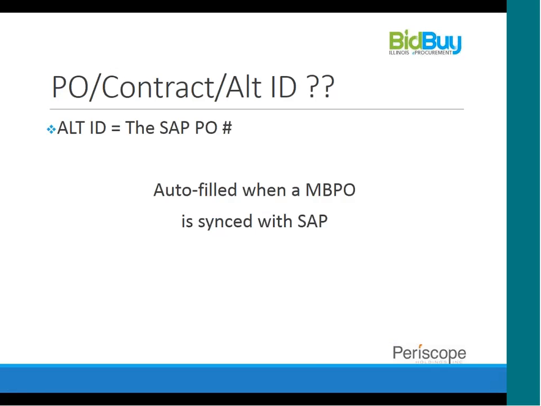The only way that the alt ID field should be filled is through syncing with the ERP system. So that's an automatic process when you are an ERP agency and you go to sync a purchase order. The alt ID will be filled with the SAP purchase order number. You should not fill anything into the alt ID.